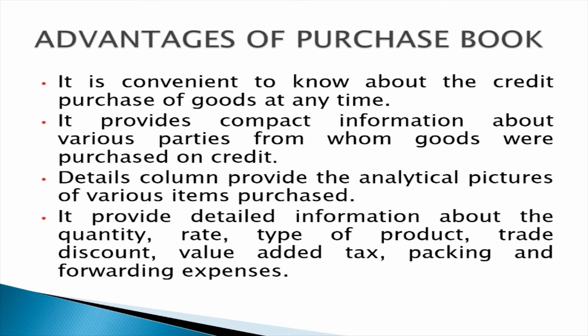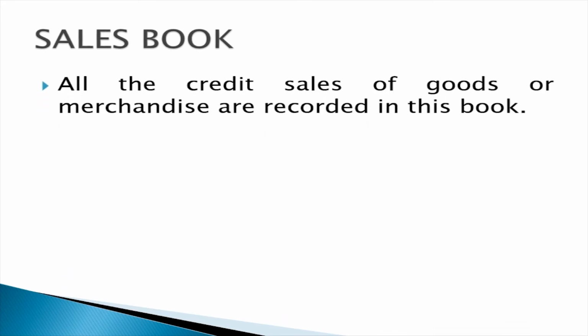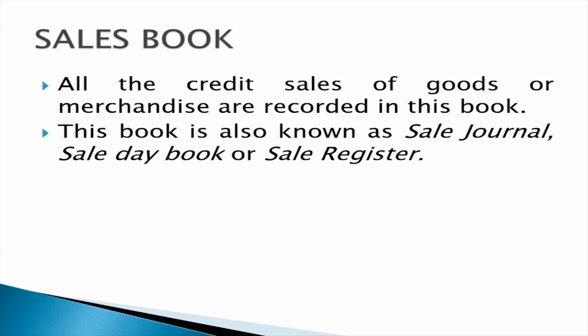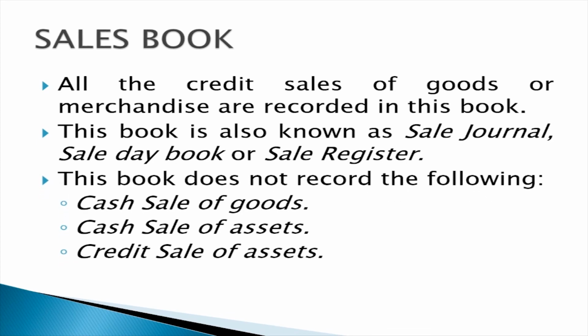It provides detailed information about the quantity, rate, type of product, trade discount, VAT, packing and forwarding expenses, etc. Next subsidiary book which we are going to discuss is sales book. Sales book is maintained for credit sale transactions only. All the credit sales of goods or merchandise are recorded in this book. It is also known as sales journal, sales day book, or sales register. This book does not record cash sales of goods, cash sales of asset, and credit sales of asset.